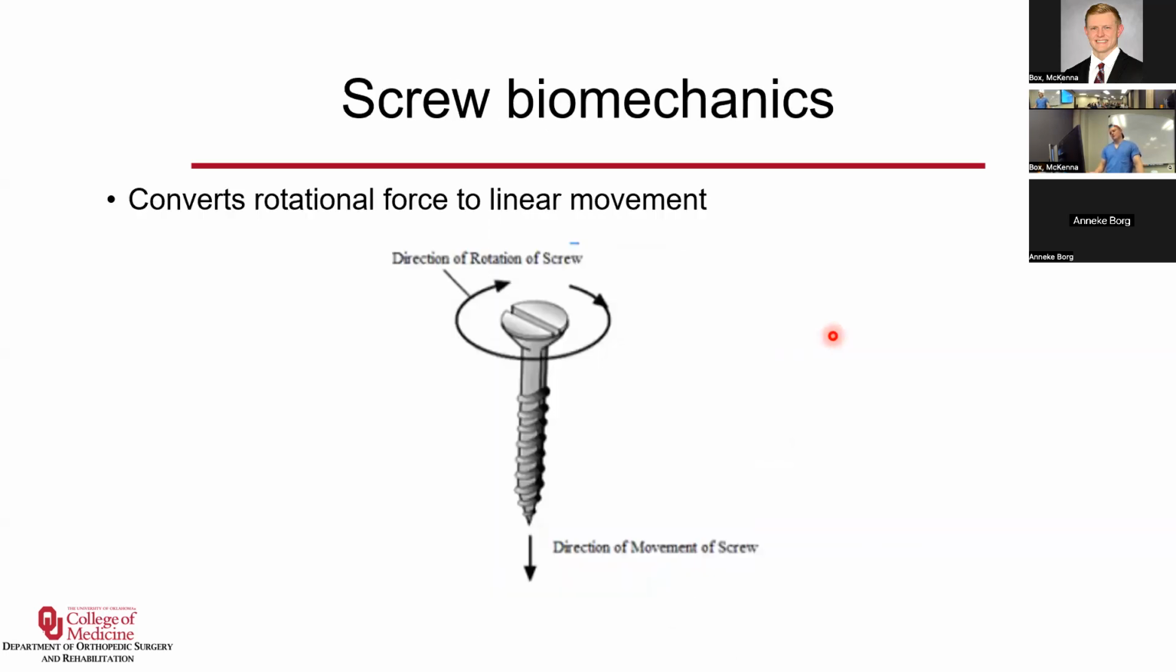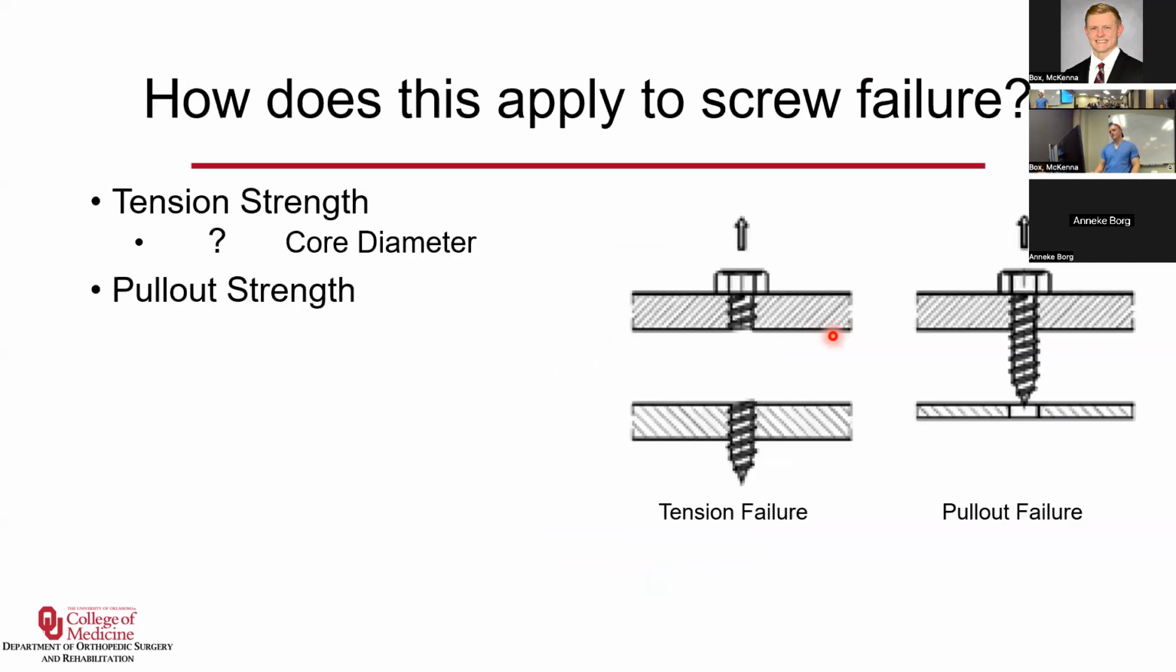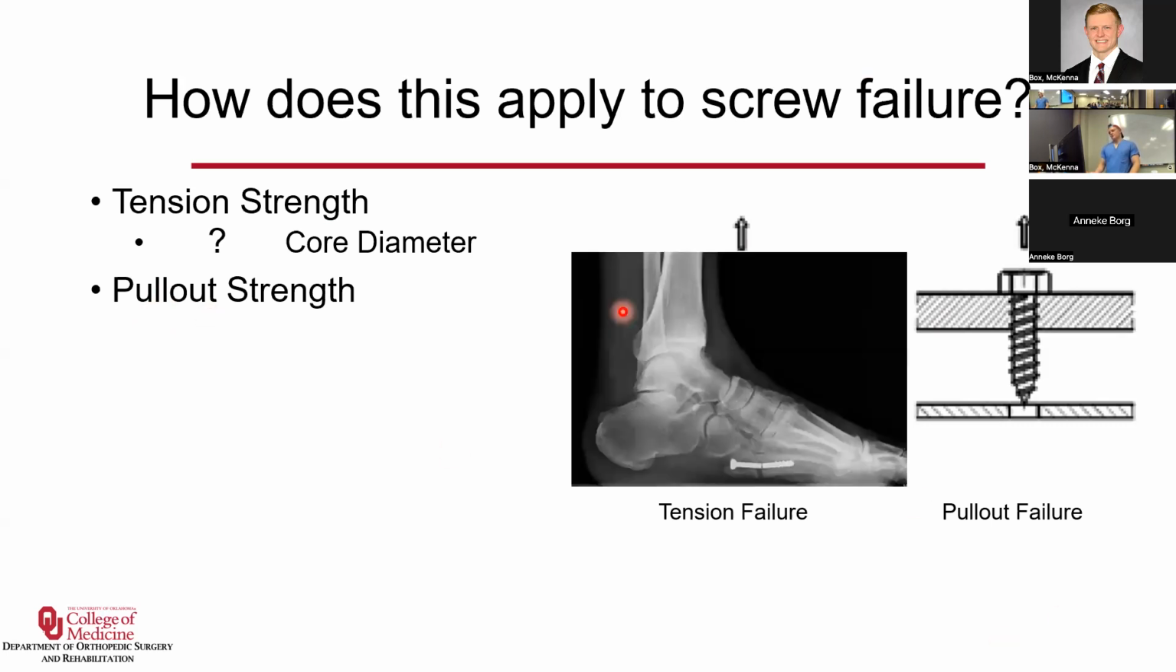So just going into some more screw biomechanics, the function of the screw is just to take rotational force and turn it into linear movement with the threads that you're using. So how do all of these concepts apply to screw failure? You have two main failures that can happen with screws. First is a failure in tension, and second is a pull-out failure. A failure in tension is basically when a screw breaks, like this here.